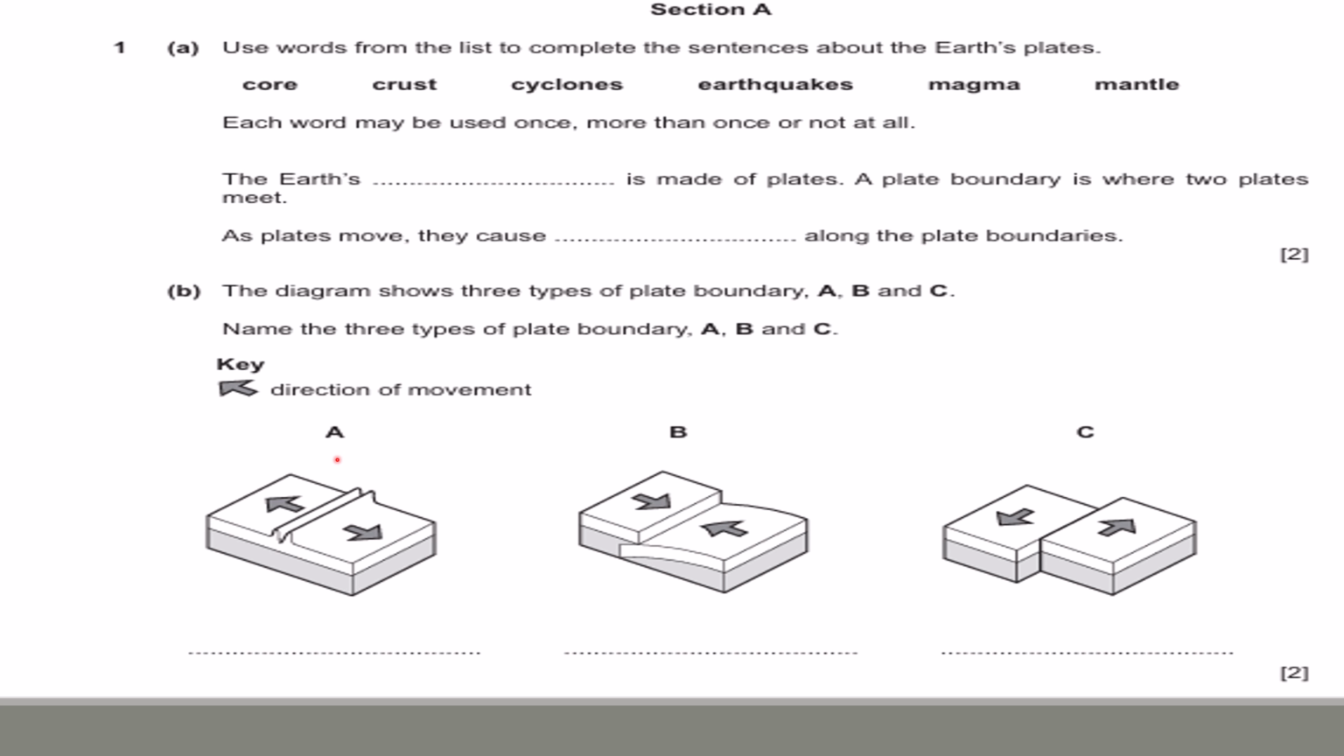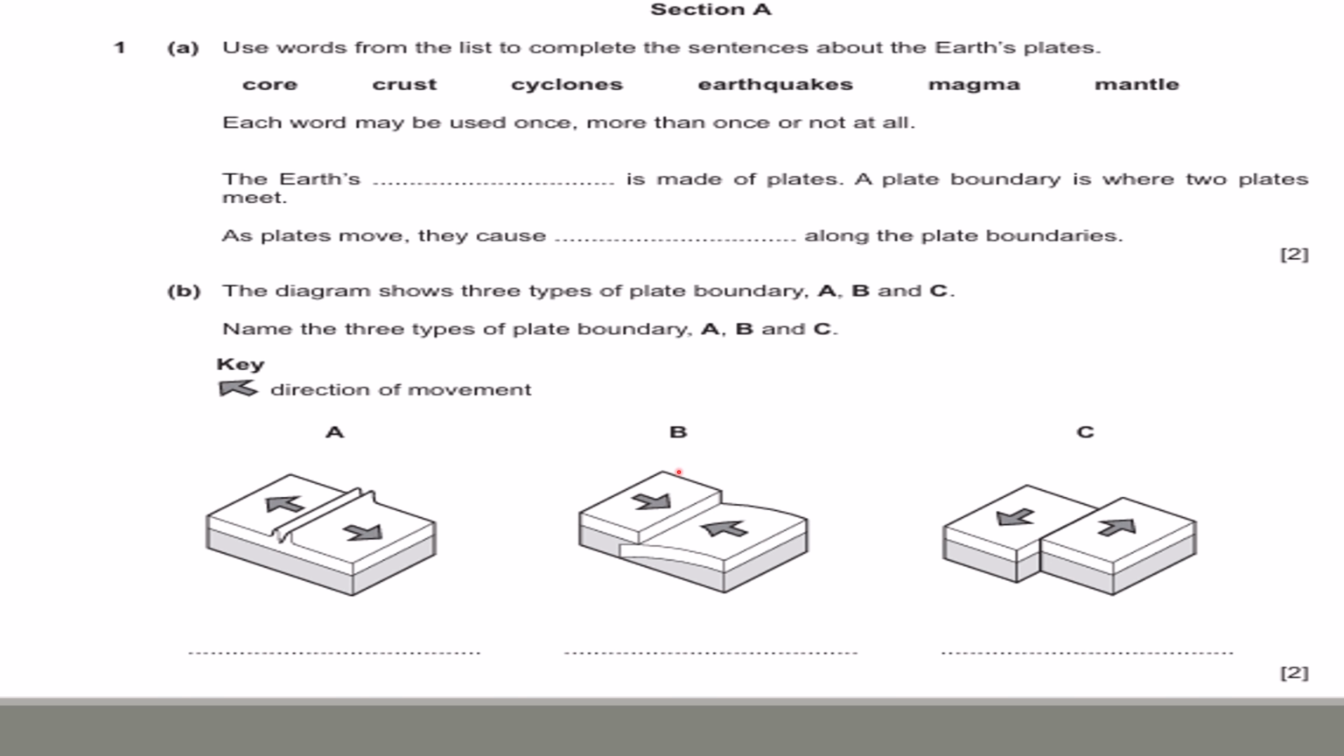And the question 1 part B, the diagram. Okay, this is the diagram based question, and the question is: the diagram shows three types of plate boundaries A, B, and C. Name the three types of plate boundary A, B, and C. This is a diagram interpretation question, very common in section A.